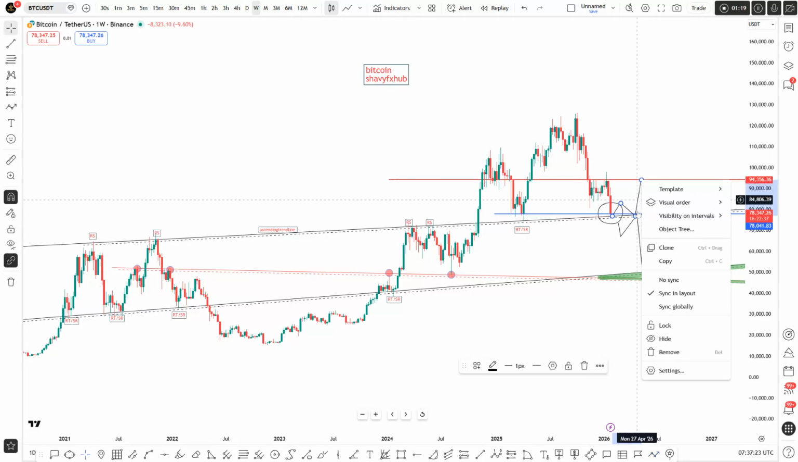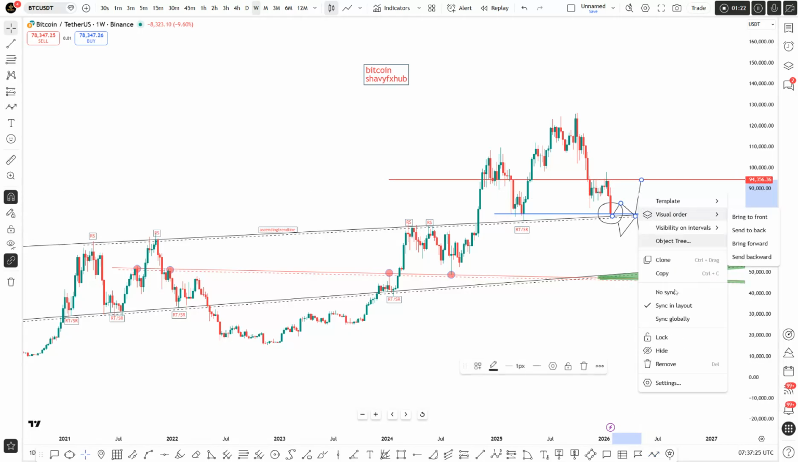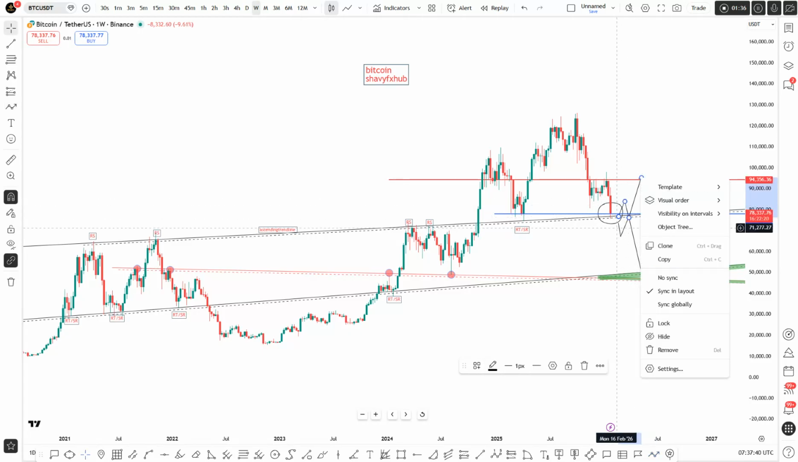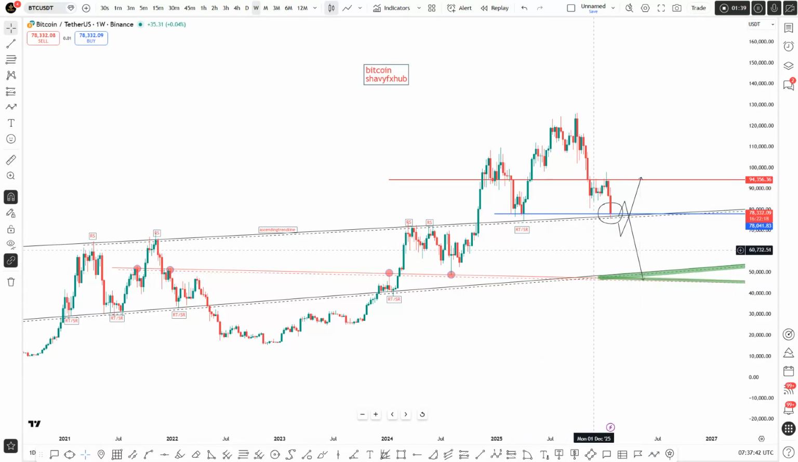The probability is very, very high. The reason is that it's at a point of demand, so it has no choice other than to respect structure. But it now depends on what sellers are up to, because the market could reverse back or the market could break. So the most important thing is to allow the weekly candle to close.